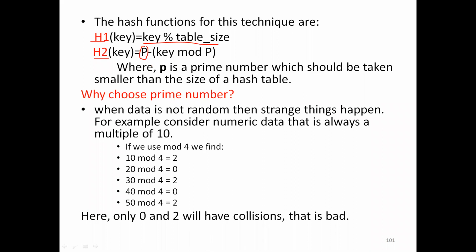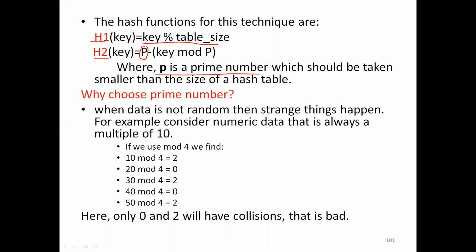For example, if the size of the hash table is 10, I should choose a p value lesser than 10. For a better case, we choose p as a prime number. Always try to choose p as a prime number. I will show why we are choosing a prime number also. I have shown here clearly, where p is a prime number, which should be taken smaller than the size of the hash table. Why choose a prime number?